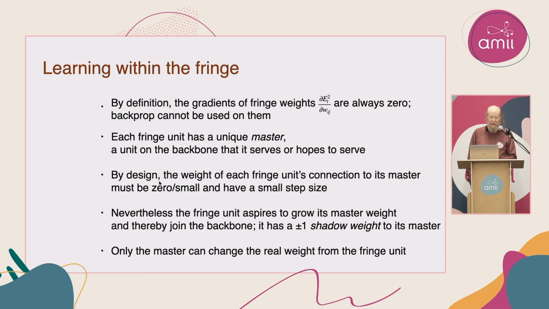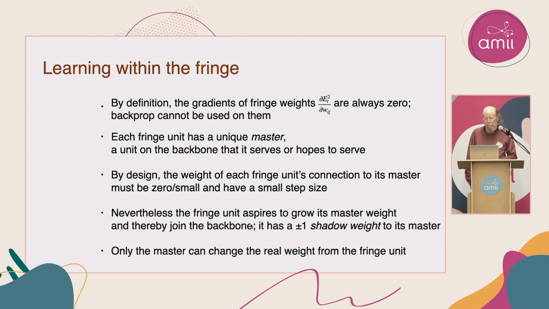Now note that by design, the weight of a fringe unit onto its master must be zero or tiny, because if it had a large weight onto the master, then it would interfere with the master, with the backbone, and with what has already been learned. I guess it would even then be on the backbone. So each fringe unit will have a zero or tiny weight onto the backbone, and that weight will have a small step size, because even if you had a zero weight, if you had a large step size, you'd quickly gain a large weight and interfere with what has already been learned.